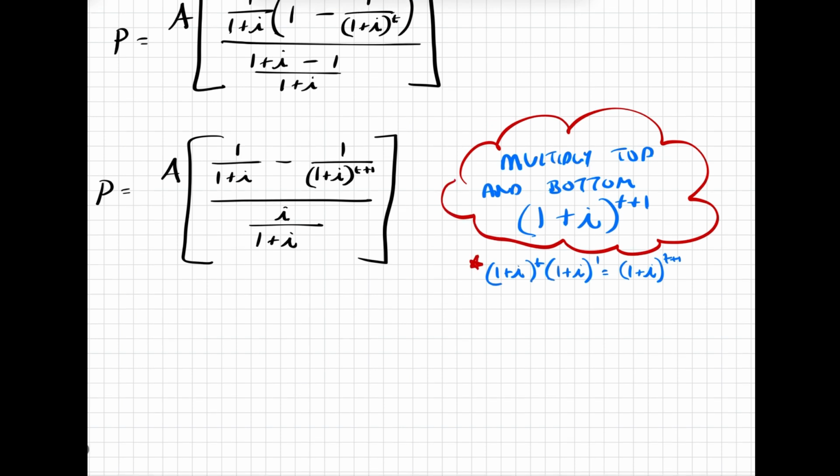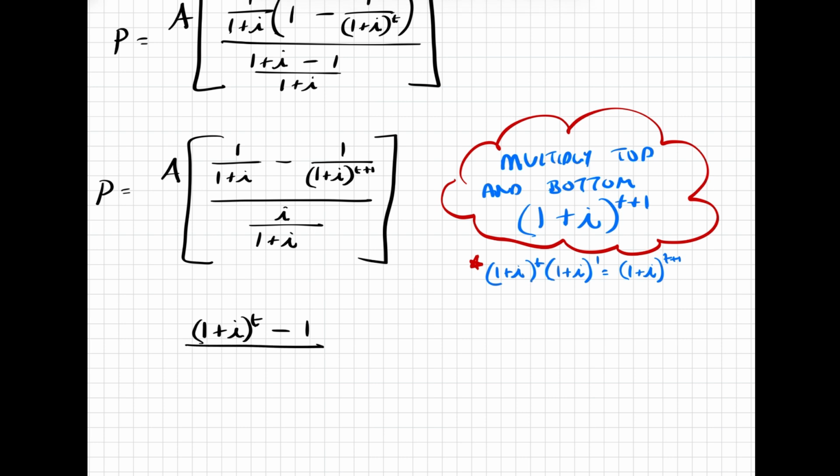Now, how's that going to help? Well, if I multiply this part of the fraction by this, I'm really multiplying it by this. So the 1 plus I in the bottom will cancel with the 1 plus I, and this will just leave me with 1 plus I to the t. So 1 plus I to the t. Over here, 1 plus I to the t plus 1, if I multiply top and bottom, they're just going to cancel, leaving me with minus 1.